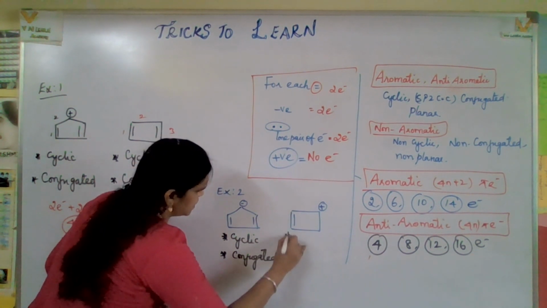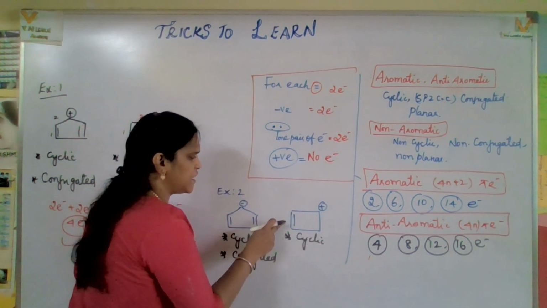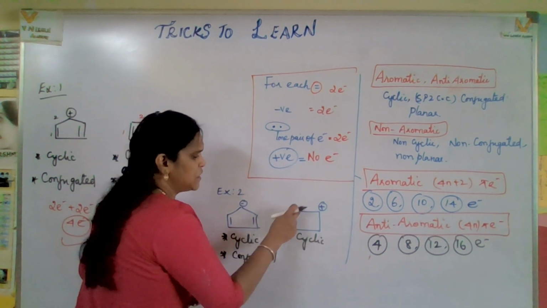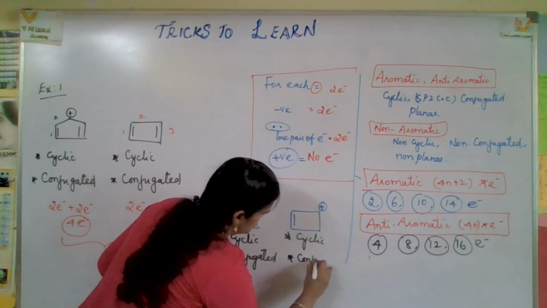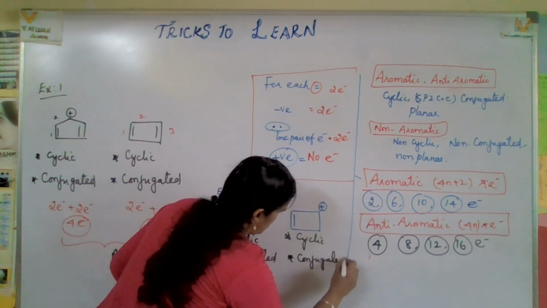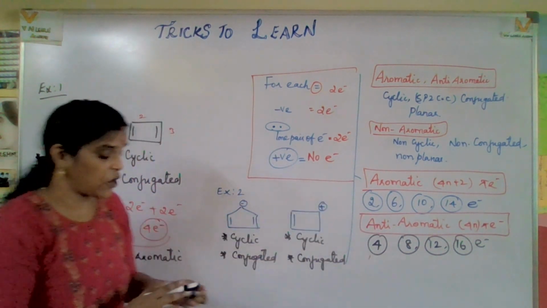Then this also is cyclic, and is it conjugated? Double bond, single bond and positive charge. Yes, it is conjugated. Okay, now we have to identify whether it is aromatic or anti-aromatic.